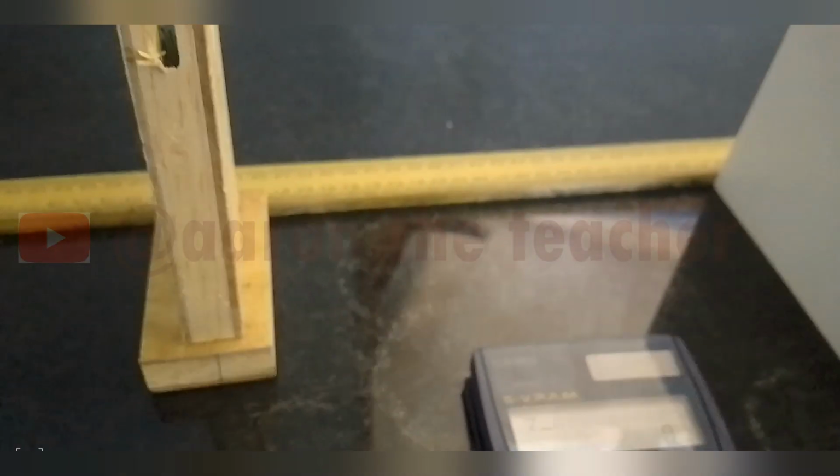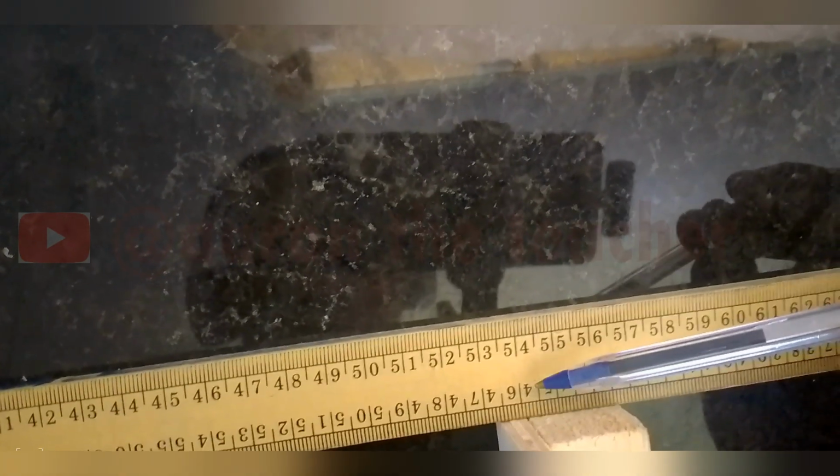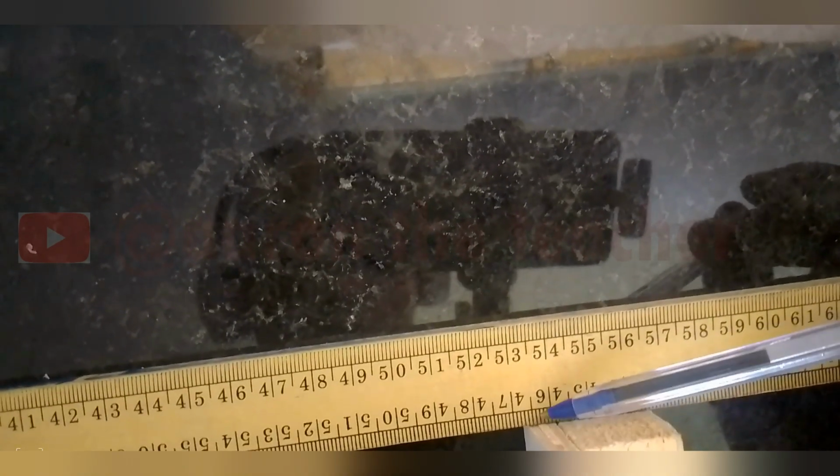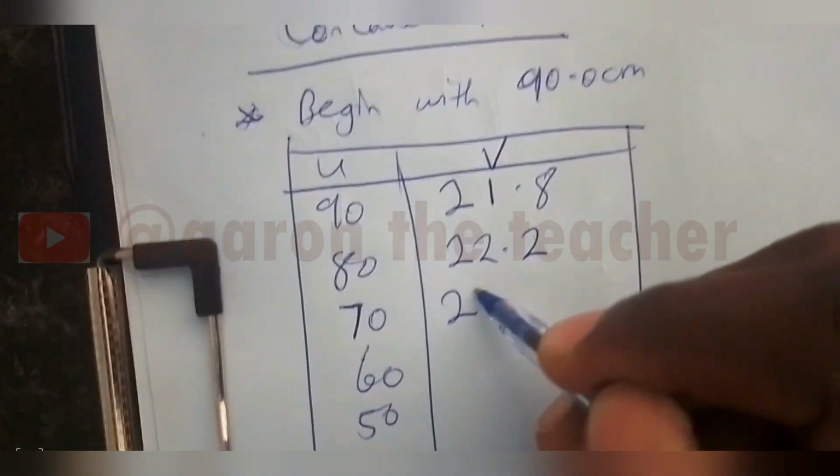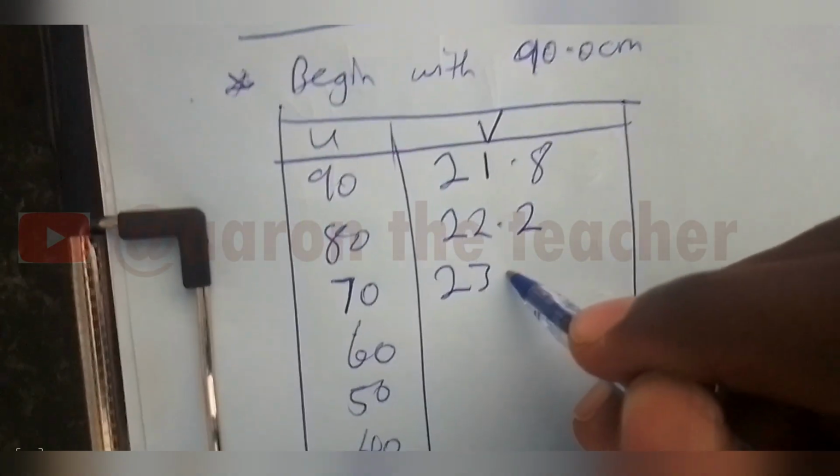What do I do? Again, measure the distance between the screen and the mirror. The distance, it is very easy. This time it is 17 minus... At this point you're having it at 64. So we are having 46.5. So it will be 70 minus 46.5, giving us 23. So at 70 we are having 23.5. Okay.